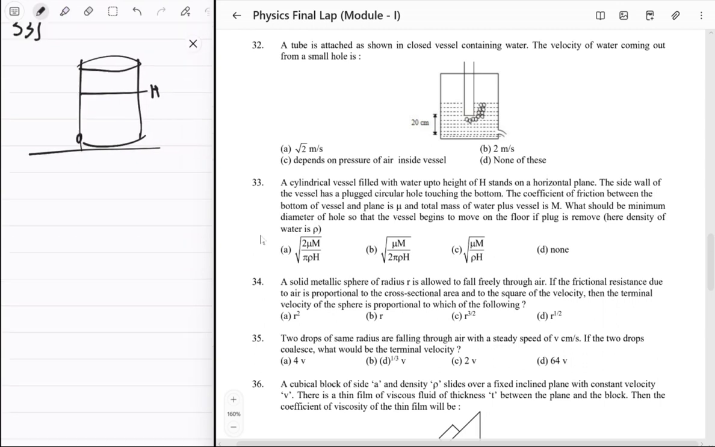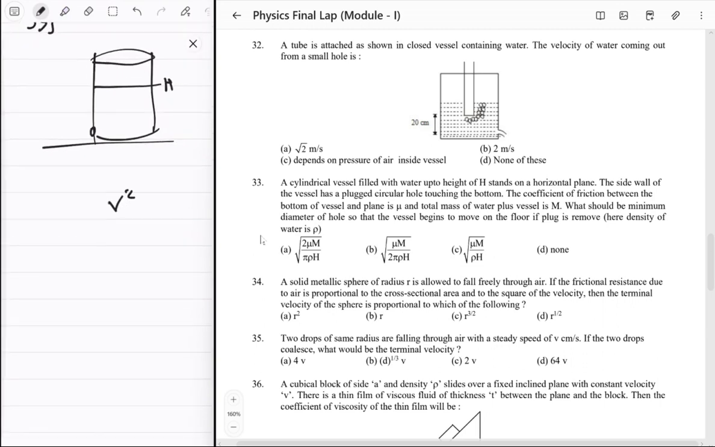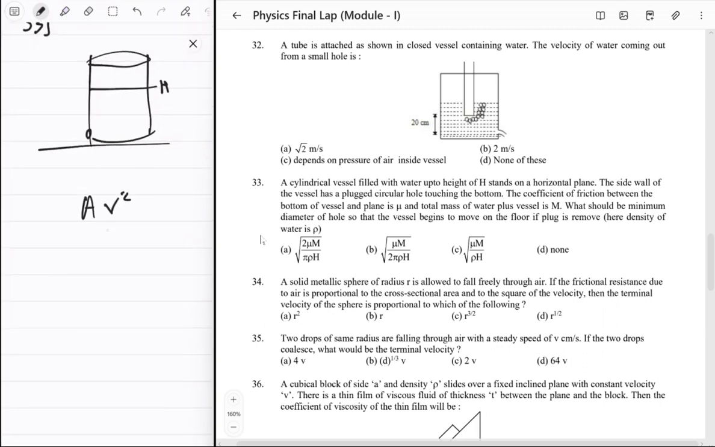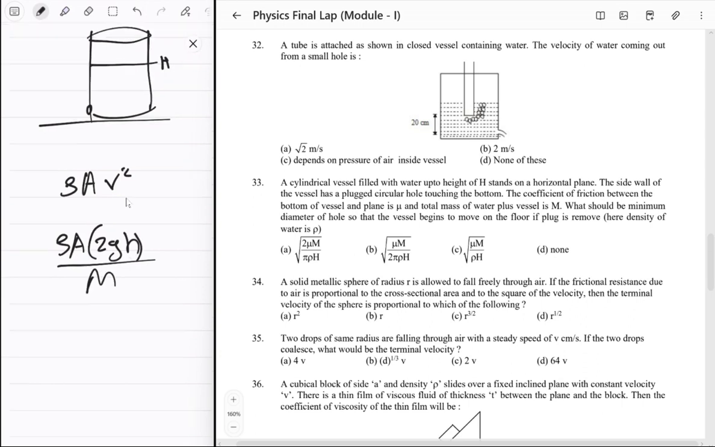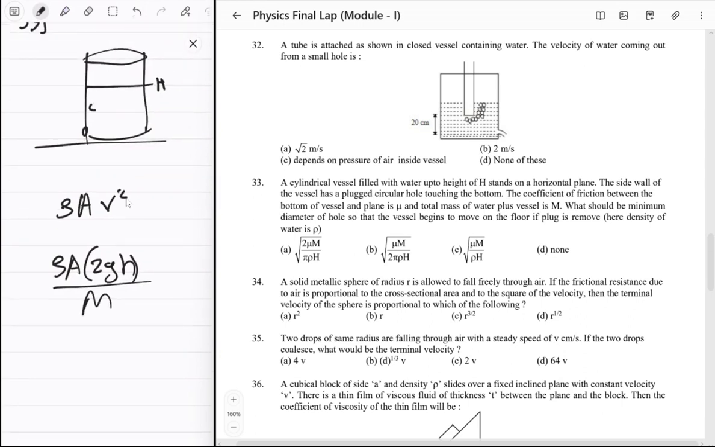So once again we need v square, right? A v square and then density. A v is the volume flow rate and with density it is the mass flow rate. Density times that is the force basically, right? So rho A and then you just got 2gh. This is the force on this guy. So this upon the mass of the complete system is the acceleration. The whole remaining thing will be M, right?